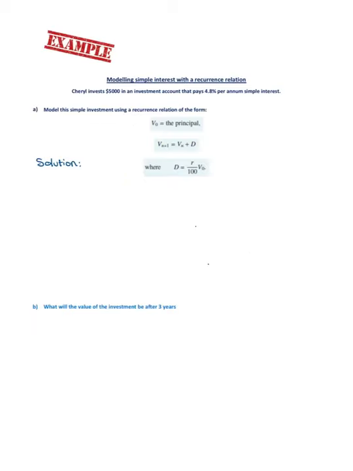Let's have a look at an example: modelling simple interest with a recurrence relation. Cheryl invests $5,000 in an investment account that pays 4.8% per annum, so per year. Per annum means per year. Simple interest. Model this simple investment using a recurrence relation of the form... so this is what we got given before.